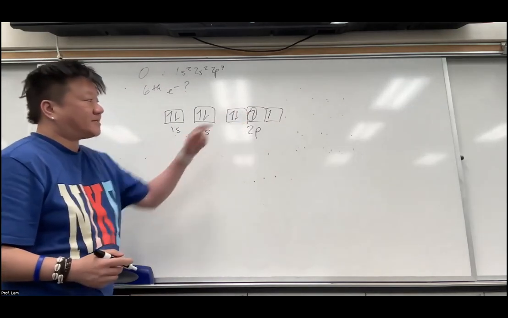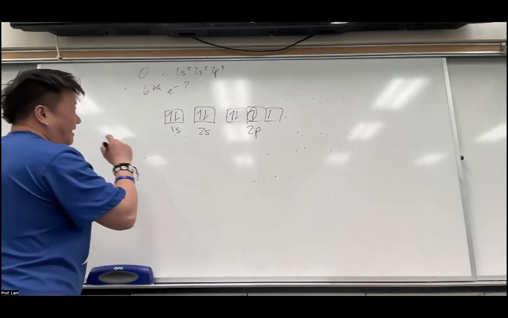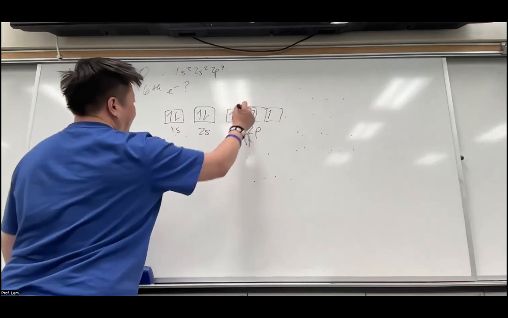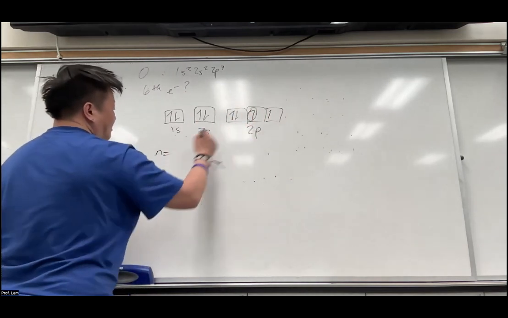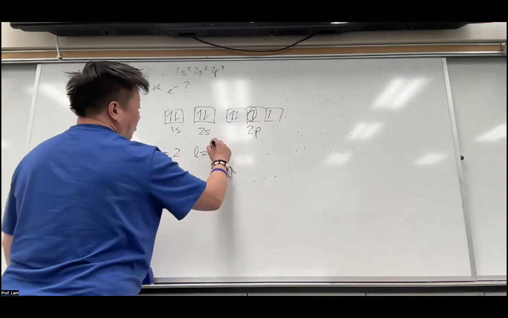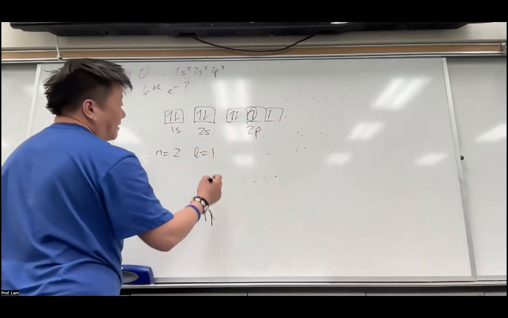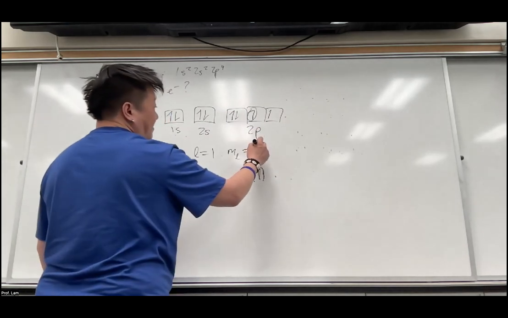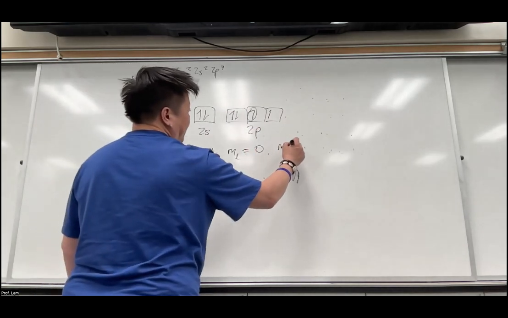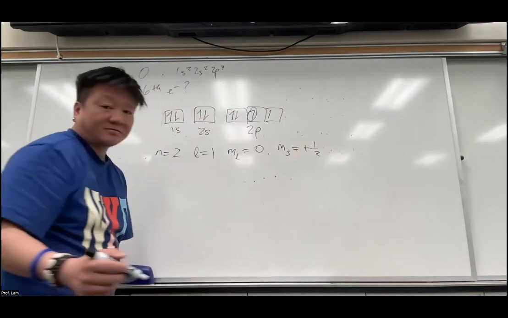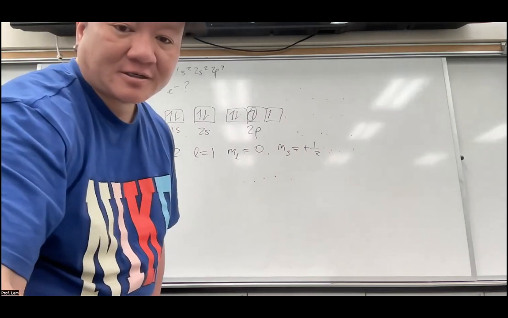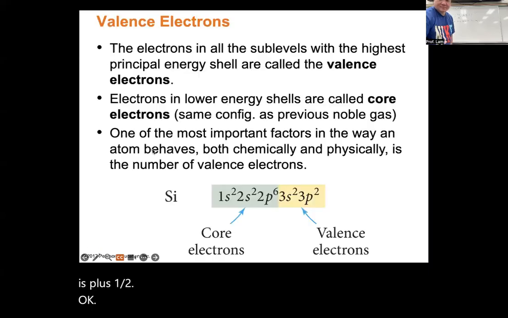Okay, so what's the quantum number for that one that I circled? Because that's the 6th one. 1, 2, 3, 4, 5, 6, 7, 8. All right, so n is equal to 2. l is going to be 1 because it's p, right? And then ml, it's in the middle box, so ml is 0. And ms is plus 1/2.